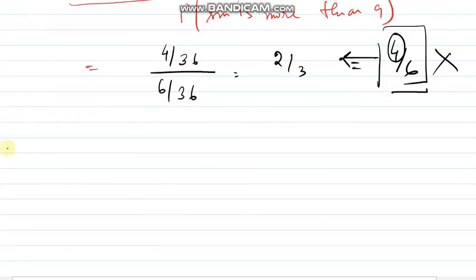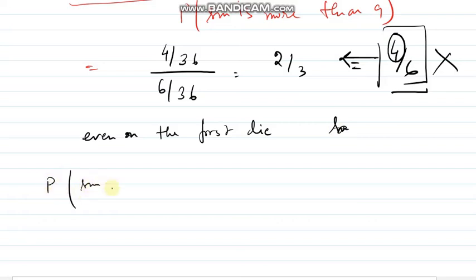Next one. I roll 2 dice and get an even number on the first die. Even on the first die is given, and what is the probability that the sum is more than 9? We have to find the probability that the sum is more than 9, given that the first die is even.